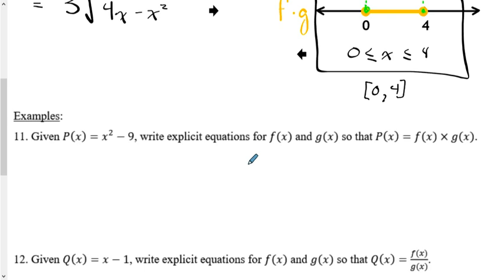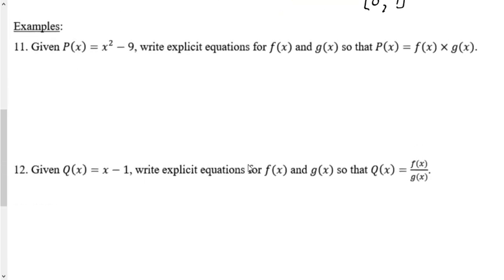Now we're given this function p of x, and we want to write explicit equations for f of x and g of x so that p of x is the product of these two functions. So p of x we know. Use your imagination. What might f of x be? What might g of x be? So that when you multiply them together, you end up with this function.